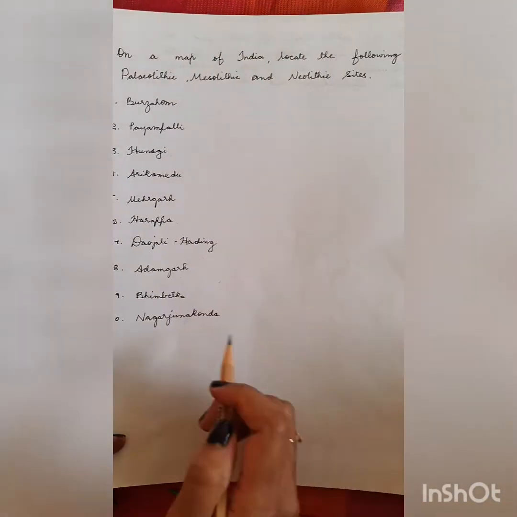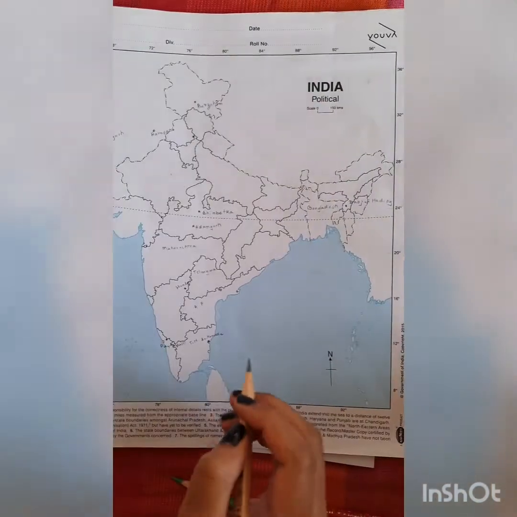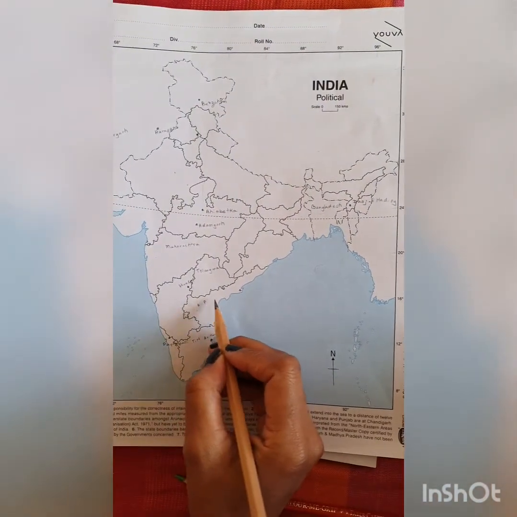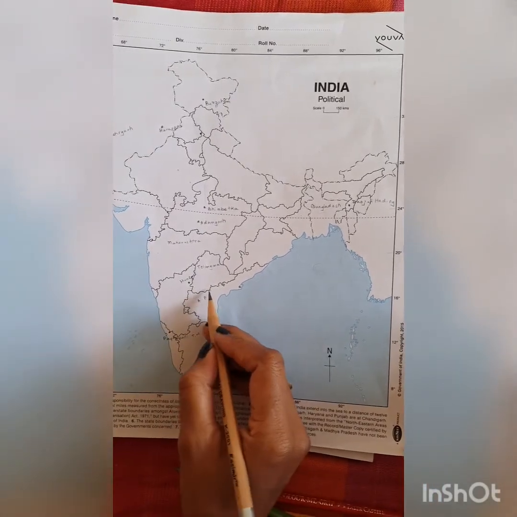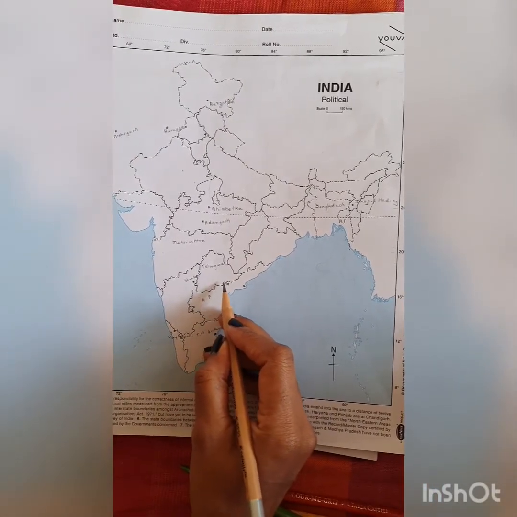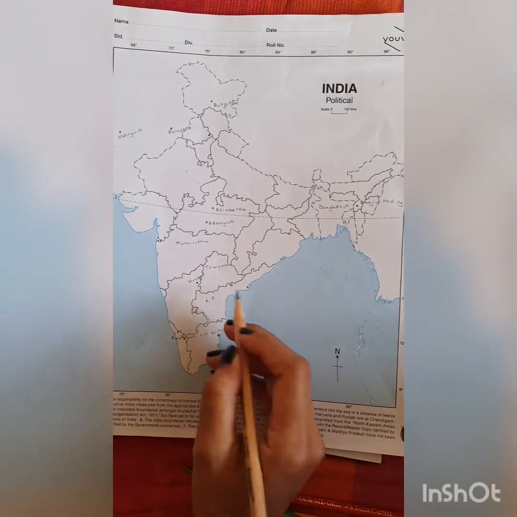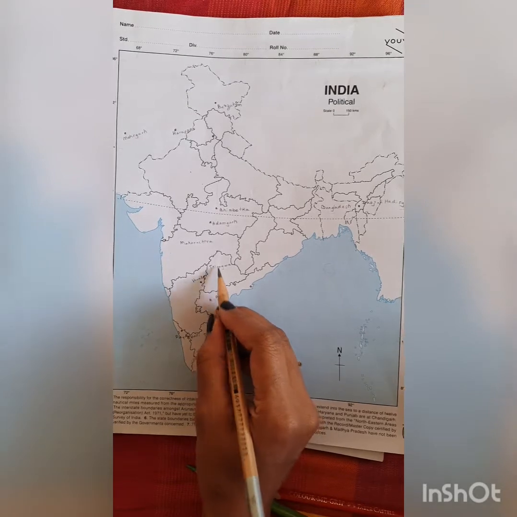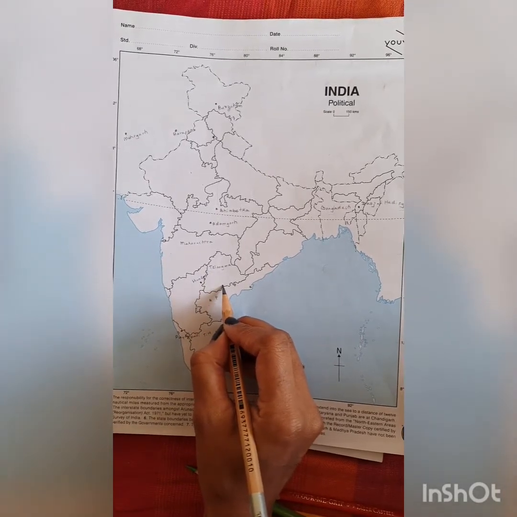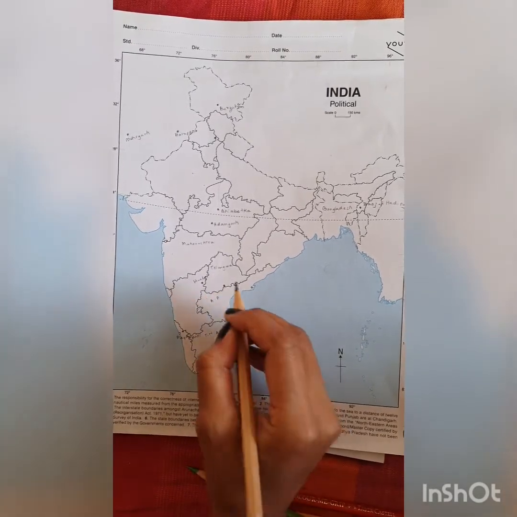The next place is Nagarjunakonda. Nagarjunakonda was in Andhra Pradesh, but now because of the division of states, it is lying on the boundary of Andhra Pradesh and Telangana. So this is the boundary of Andhra Pradesh, you can see over here. This is Telangana. And right over here is Nagarjunakonda.